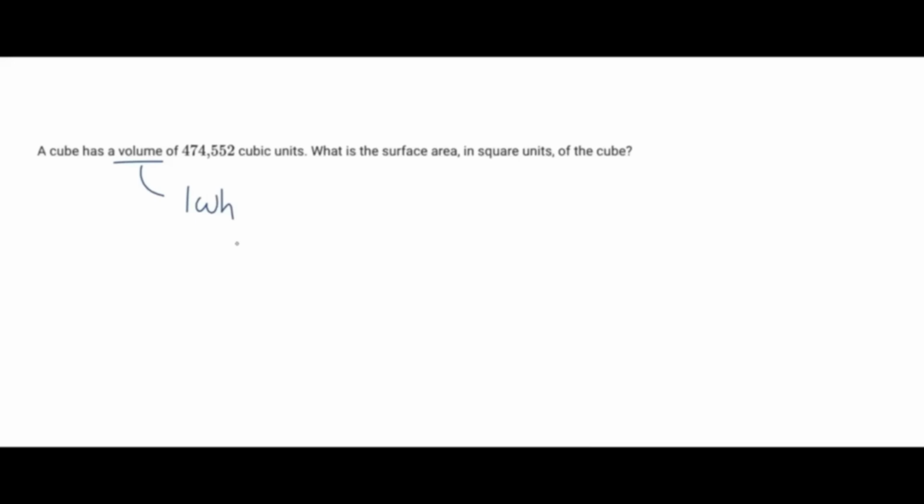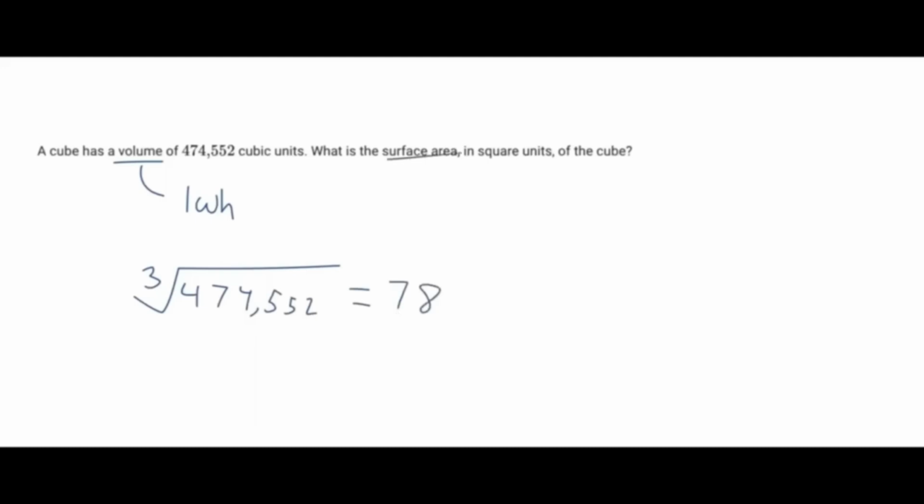And because of that, we know that the length has to be equal to the width, has to be equal to the height. And therefore, in order to find the actual values of either the length, width, or height, what we can do is just take the cube root of the volume, which is going to be 474,552. And that will give us a value of 78, all right? So 78 is just the side length of each of the sides.